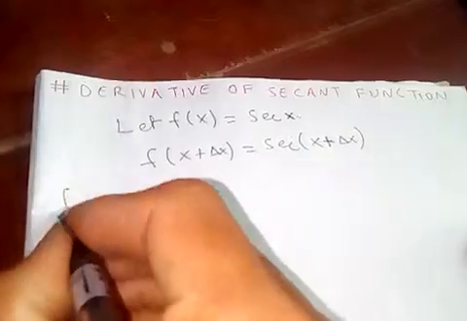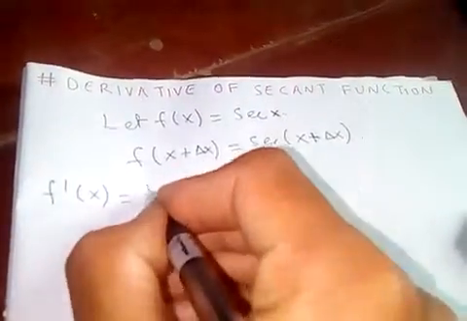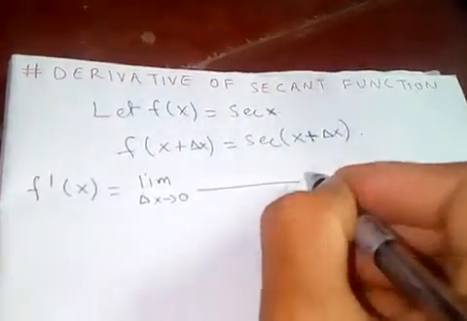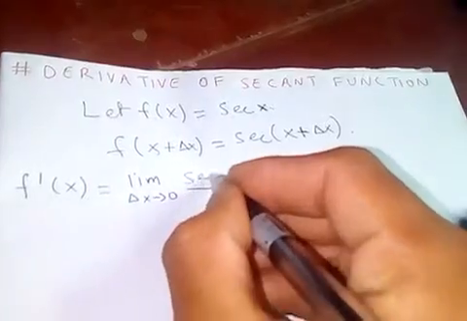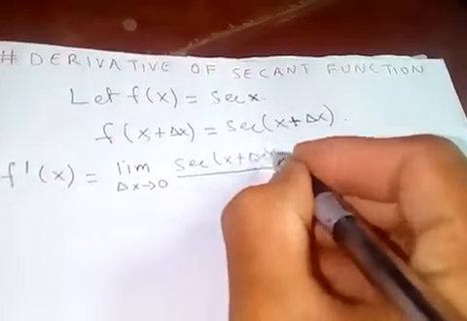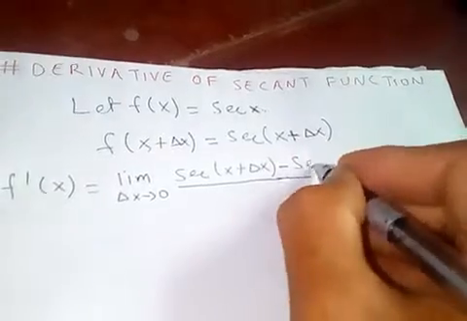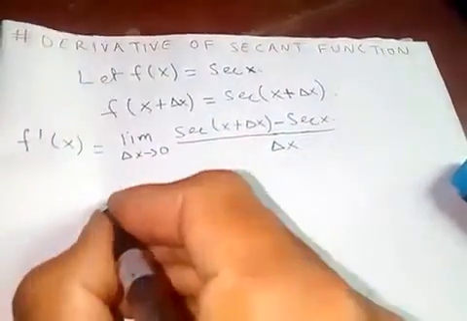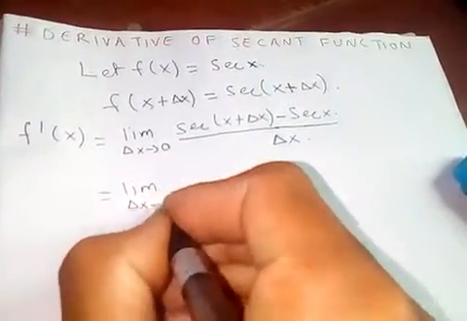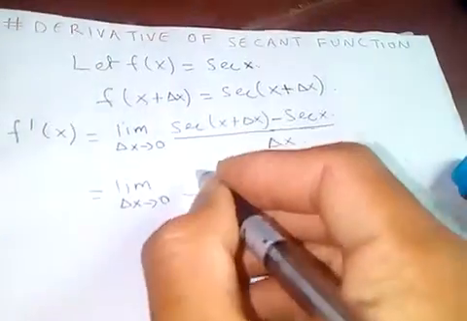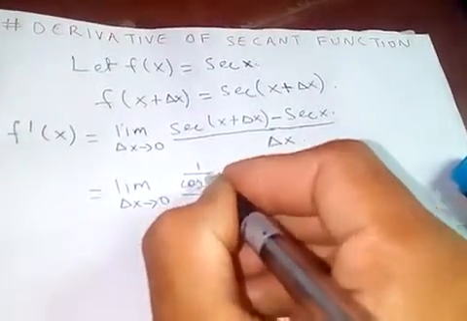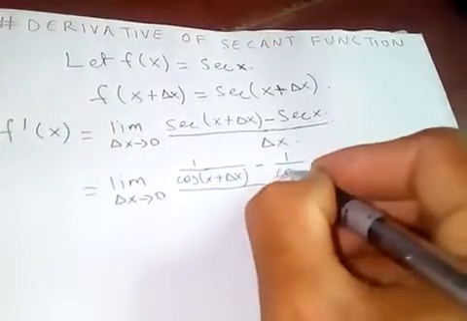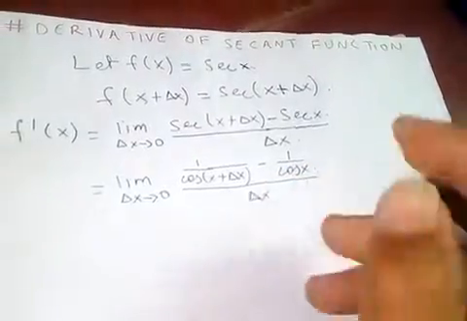Now from the definition of derivative we know it is the limit as delta x tends to 0 of f of x plus delta x, which is sec of x plus delta x, minus f of x, which is secant of x, over delta x, which is the limit as delta x tends to 0. We know secant is what? 1 over cos of x plus delta x minus 1 over cos of x, over delta x.